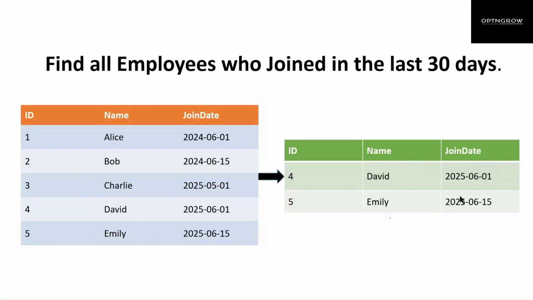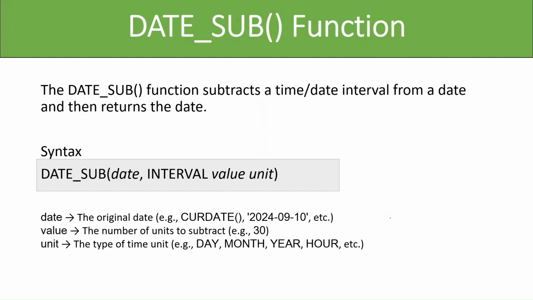This is a very easy question to solve if you know about the date sub function. The date sub function, as the name says, subtracts from a date. This is the syntax of the date sub function. The first parameter that you pass is the date, and the second parameter that you pass is the interval value unit.